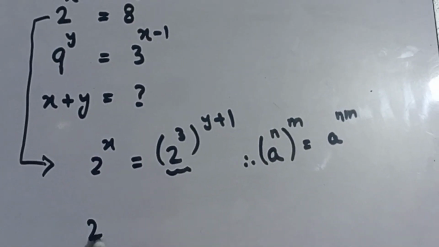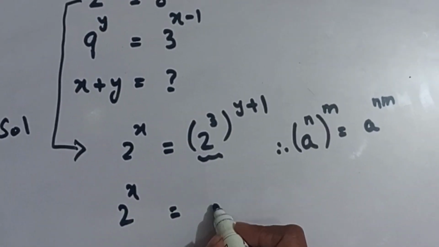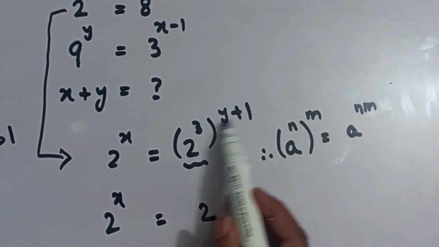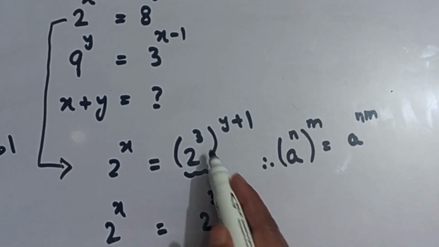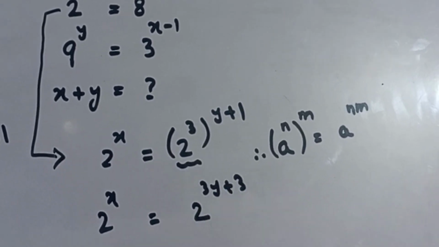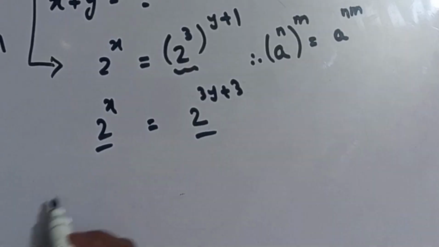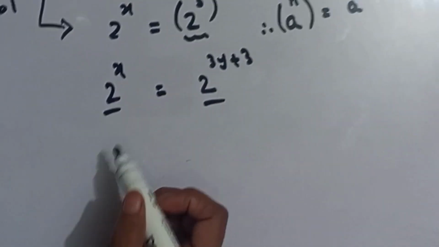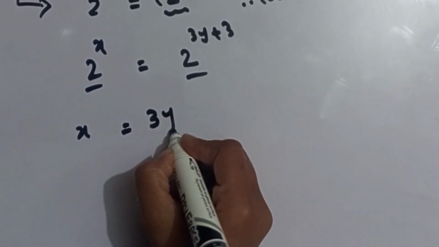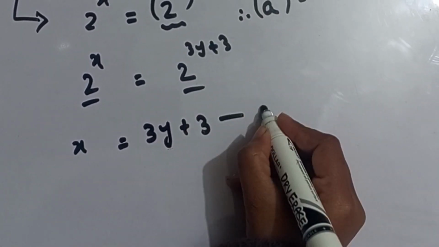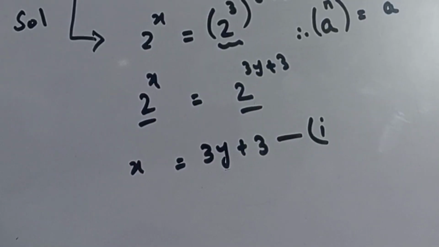So we copy the left hand side, which is 2 raised to the power x. Using this property, we multiply this exponent: 3 by y, we get 3 times y, and 3 by 1, we get 3. Now at this stage, the base is the same, which is 2. So this implies we can compare their exponents. So we have x equal to 3 times y plus 3, and we call this equation number 1.